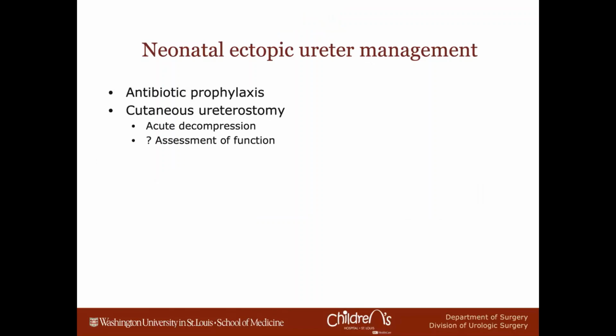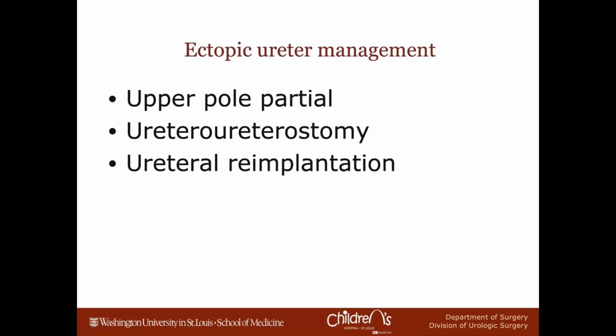So the management in newborns is obviously different because there's nothing to incise. If you had a newborn with an ectopic ureter that was sick, you're kind of stuck as to what to do. Unfortunately, depending on their age, probably a temporizing cutaneous ureterostomy is the way to go, as opposed to an urgent partial nephrectomy. And then you could assess function later. Next slide. The management, though, is pretty much the same. I think you either do an upper pole partial, you do a ureterostomy, or you do a ureteral implantation if it's clinically indicated. Next slide.